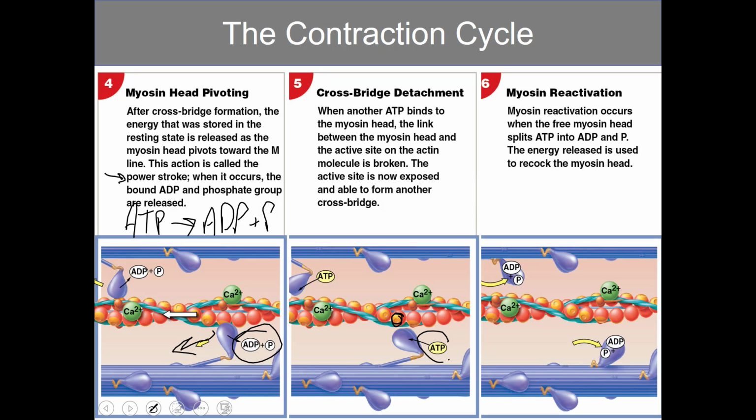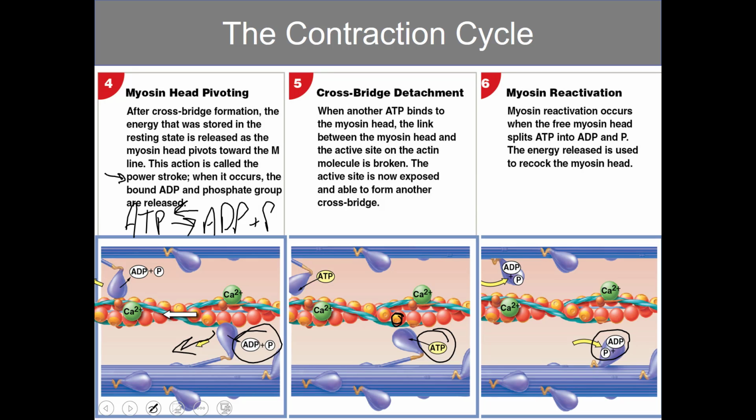Another ATP molecule is going to bind myosin heads. It's going to be hydrolyzed, so it's pretty much the reverse reaction up here. That is going to recock the myosin head. It's going to re-energize it, take it back to its cocked position. At that point, you get a breakage between the two molecules.